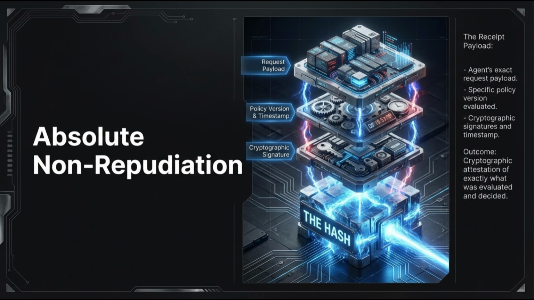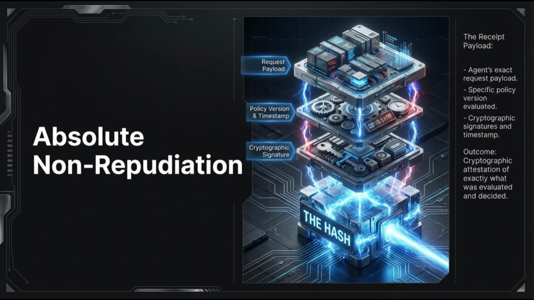Absolute non-repudiation. To achieve this, the system relies on tamper-evident storage and comprehensive state mutation journaling. The receipt journals the state mutation by including the agent's exact request payload, the specific policy version evaluated, the cryptographic signatures of both, and the timestamp. By anchoring receipts to an append-only, hash-chained ledger, Merkle trees are the canonical example, the record becomes tamper-evident. You can prove what was evaluated, when it was evaluated, and what decision was made. Think about what that actually means. In a deterministic system, enforcement is not inferred.